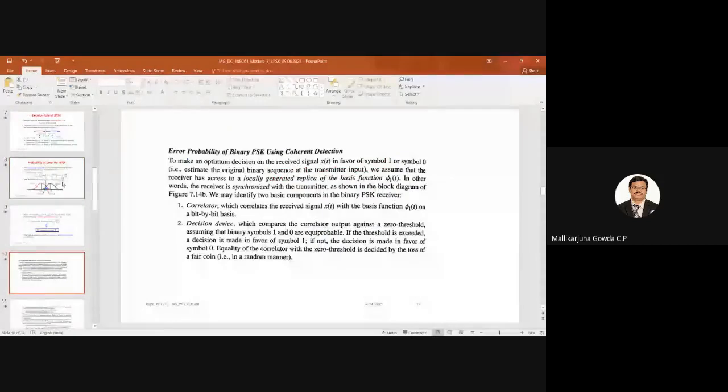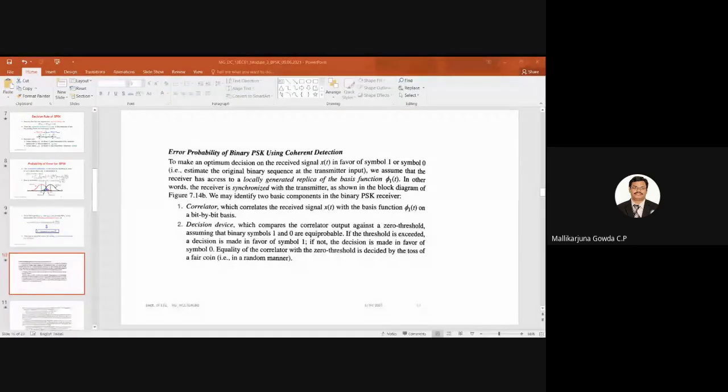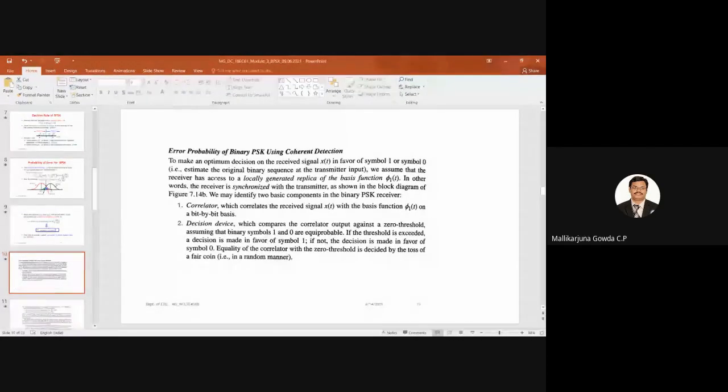So this is all about what the coherent receiver has. Basically, the coherent binary receiver has two main components: one is the correlator and the second one is the decision device. The correlator correlates the received signal with the basis function on a bit by bit basis.